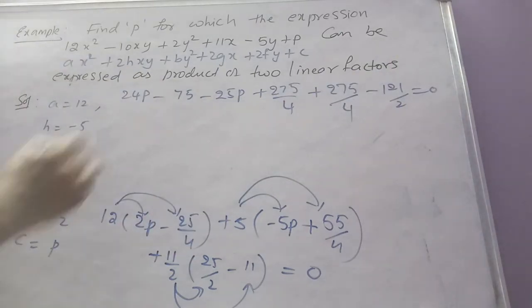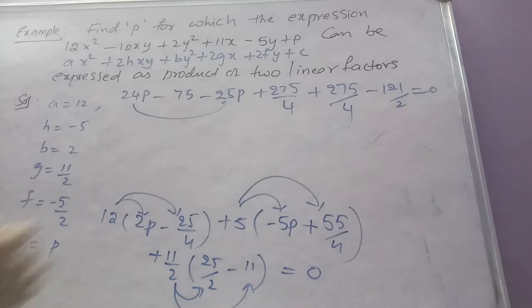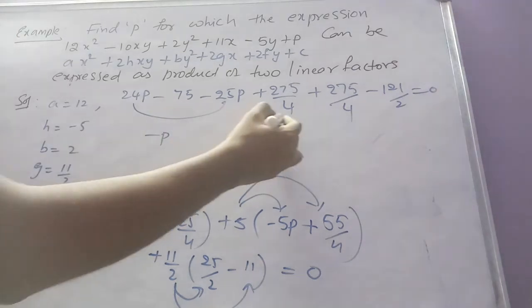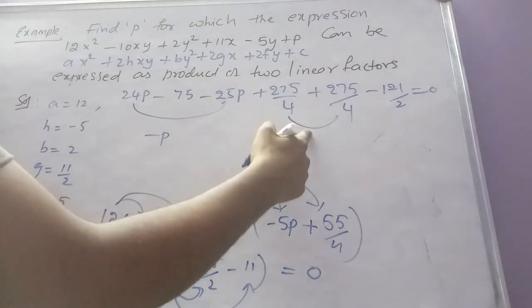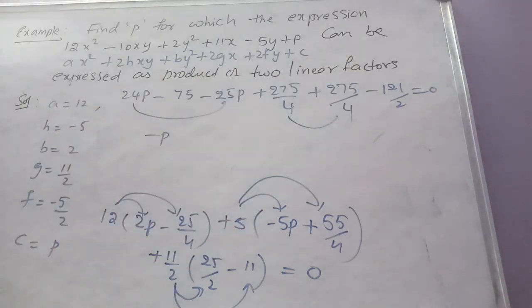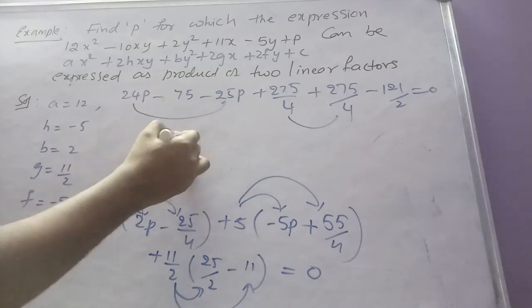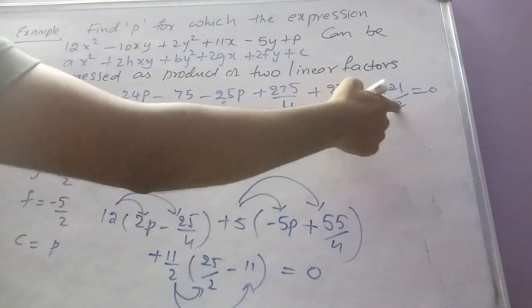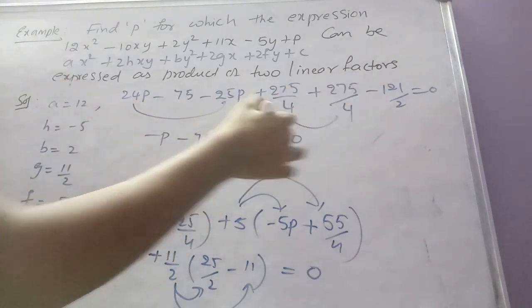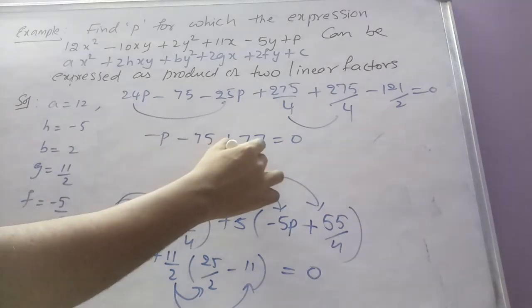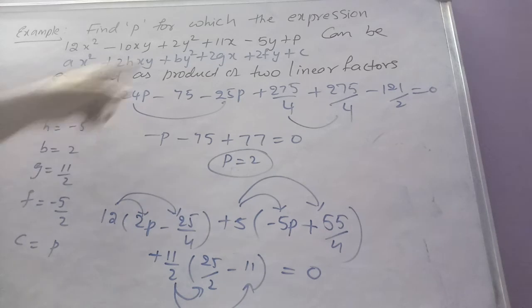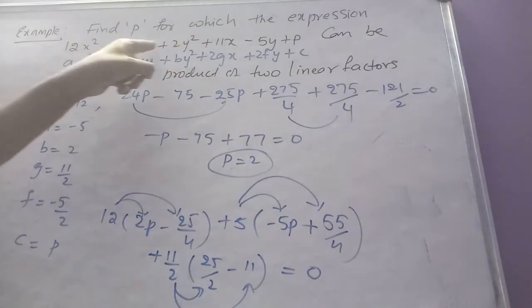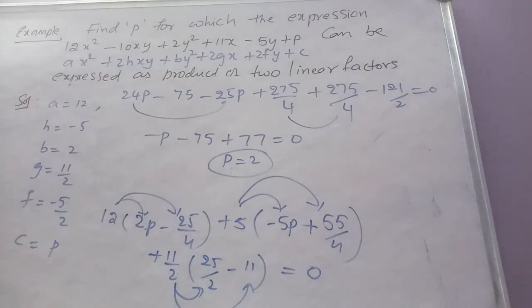So solve this thing. 24P minus 25P is minus P. The sum of these two is 275 by 2. 275 by 2 minus 121 by 2, you will get 77. Already we have minus 75. If you add these three numbers, you will get 77. So therefore, you will get P is equal to 2. The required value of P is 2. So if P is 2, I can write this thing as product of two linear factors.